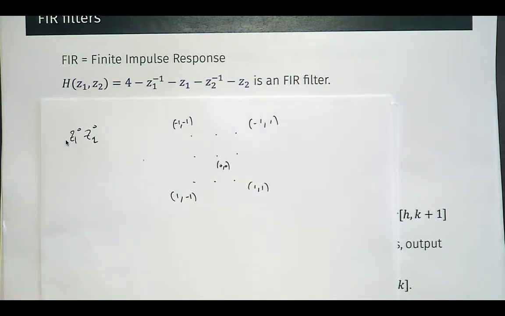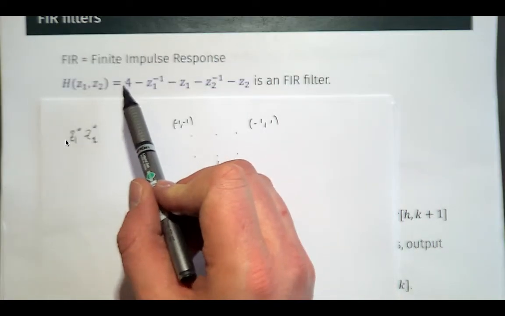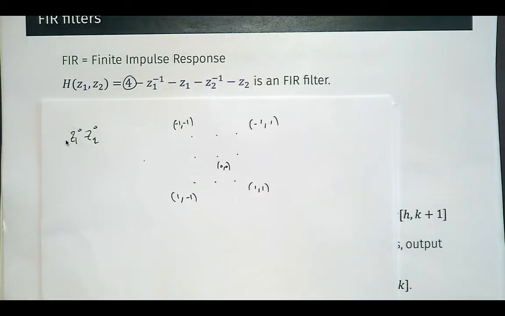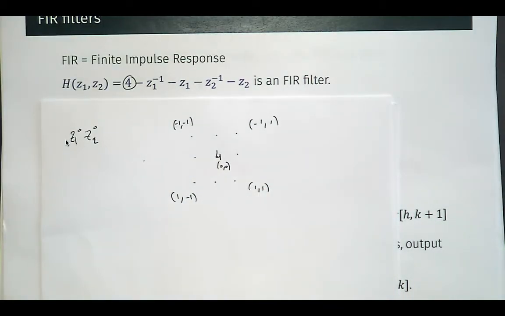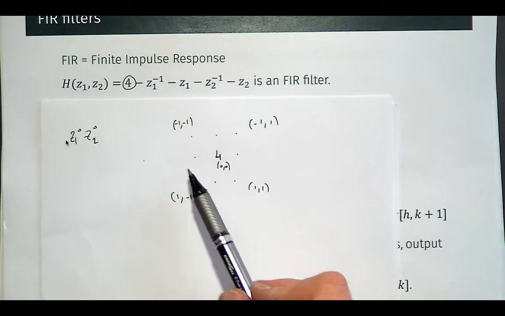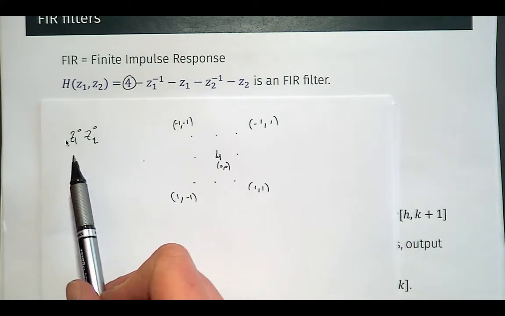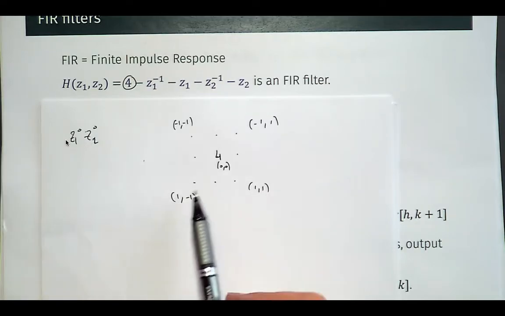So if you look at the term in a power of 0, 0, that's your constant, and that's 4. So I know I have here a 4. I'm just identifying all the terms of my polynomial, and I'm just going to replace those. So the constant term that doesn't have any z's, that's your z1 power of 0 and z2 power of 0. So that's your central point. That's 4.